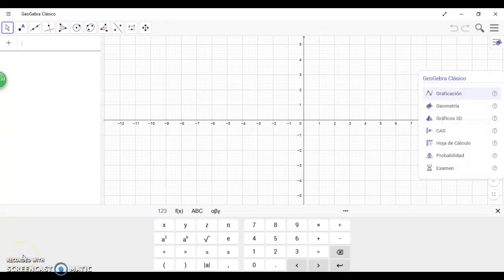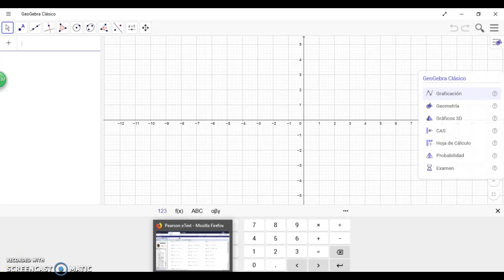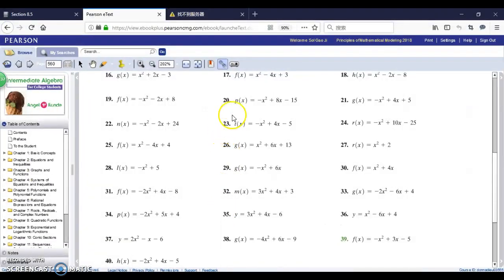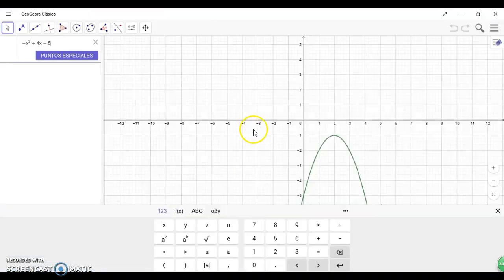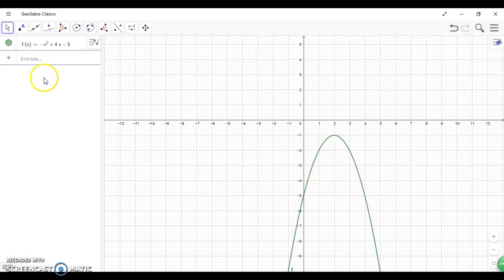Hello everybody, today we are going to learn how to graph a quadratic function using Geogebra. First, we need to find which equation to graph. The equation we're going to graph is number 23. So first we need to write the equation in Geogebra. Now we have written our equation, that is this one over here.